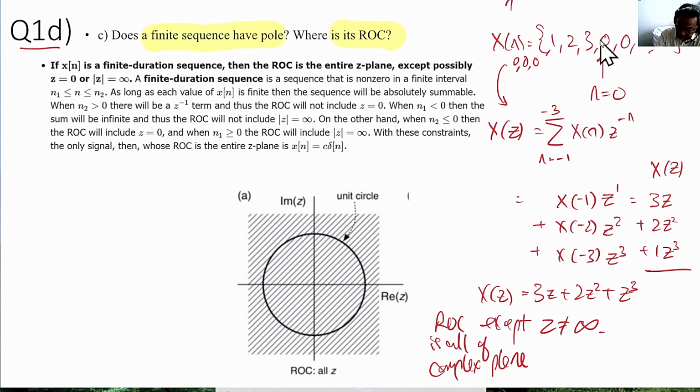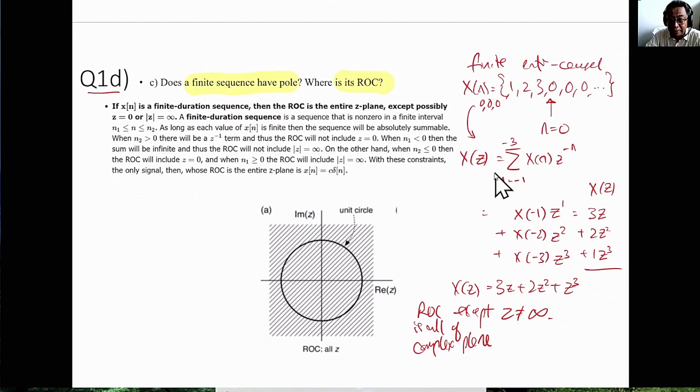So it's finite anti-causal. Right, I think that's all we have.